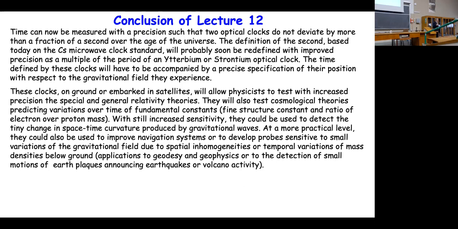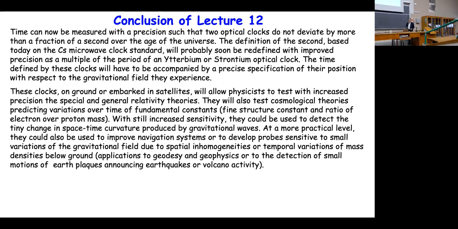For example, the frequencies of ytterbium and strontium depend in different ways on the values of these constants. So if there is a change of alpha or a change of the electron mass over the proton mass over time, a cesium, a strontium and a ytterbium clock will deviate from each other and will not count the same time. And so there are experiments which are now being done to try to test these cosmological theories.